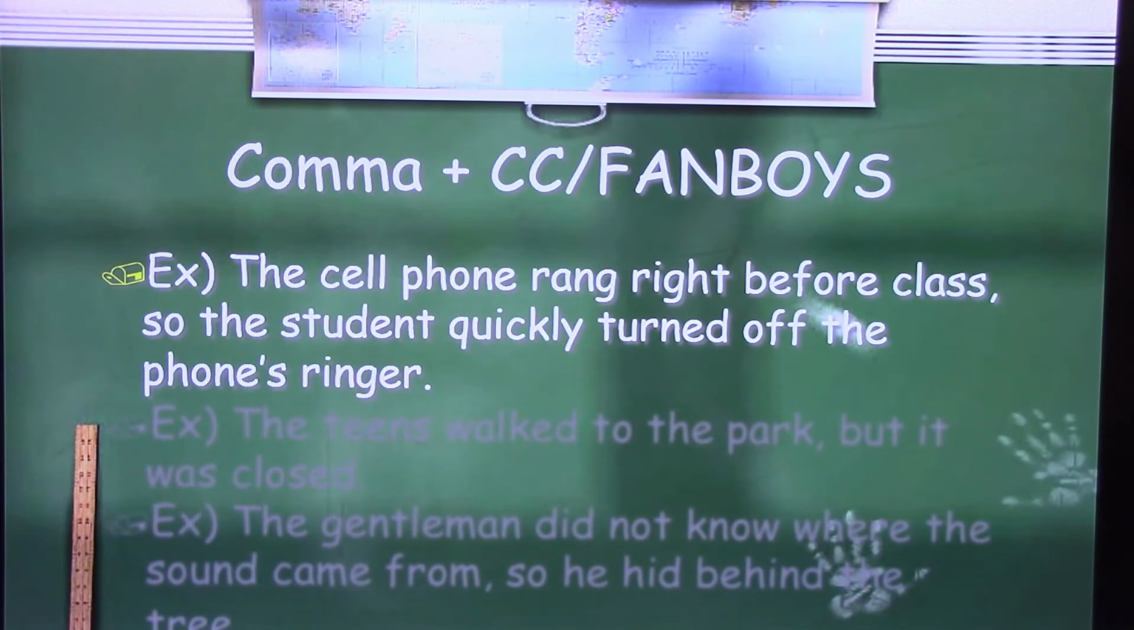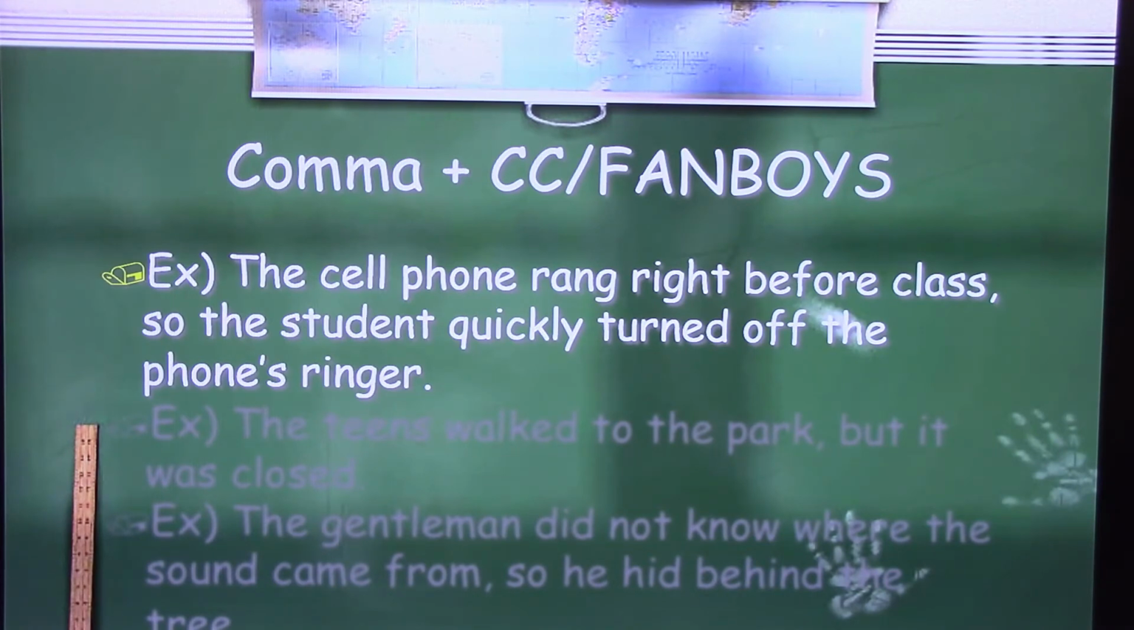The student quickly turned off the phone's ringer. There is another thing that happened. Now, two things happened. The phone rang, the student turned off the phone. Now we put these things together by using a comma and a coordinating conjunction, so, then we get a sentence which is called a compound sentence. What do we mean by a compound sentence? We mean this sentence is having two independent clauses combined together. Clear? Let's get to another one.